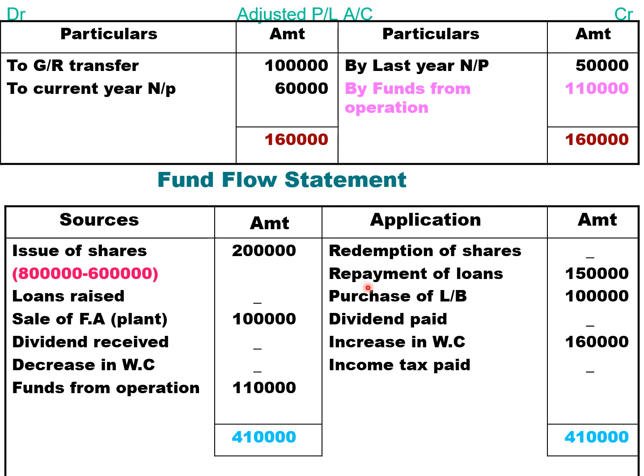Similarly, on the application side, there are 6 items. We don't have any redemption of preference shares. No shares are repaid. There is a repayment of loan 1 lakh 50,000. Long-term loan is paid to the extent of 1 lakh 50,000. There is a purchase of land and building to the extent of 1 lakh. We have not paid any dividend in our question. There is an increase in working capital of 1 lakh 60,000, and income tax paid is not given in the question. So 6 items on the application side, 6 items on the sources side. Total you get 4 lakh 10,000.